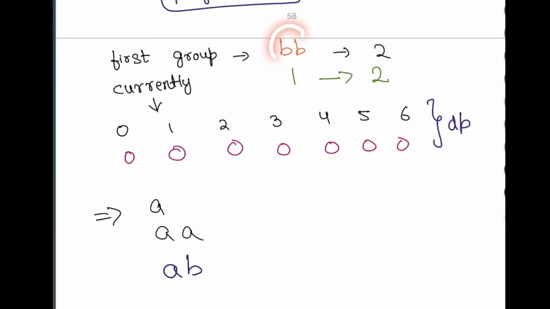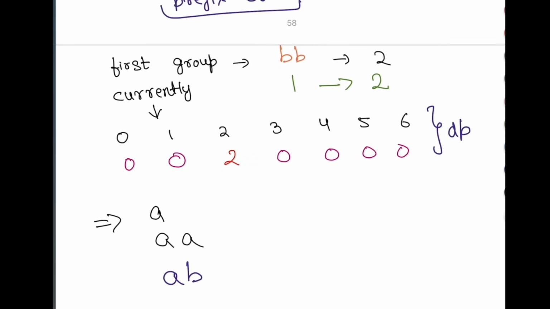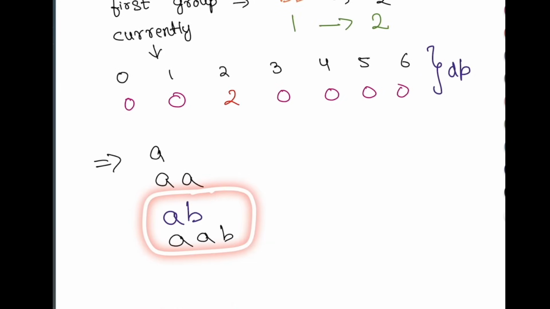If I can select one number of B from here, right? So I can say I have two ways to create a string of length 2. Also, I can create another string, which is A and B. These two strings are added to our list, and they are nothing but strings created from our previous strings by adding one B.